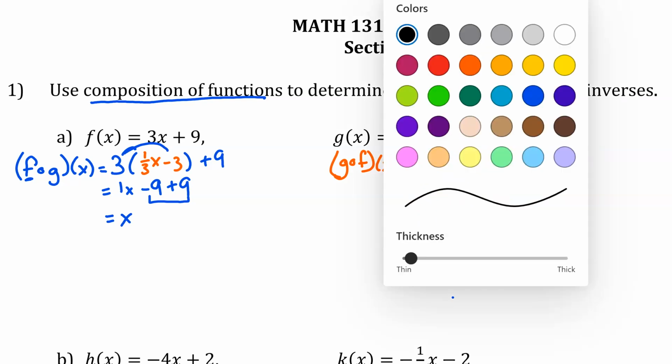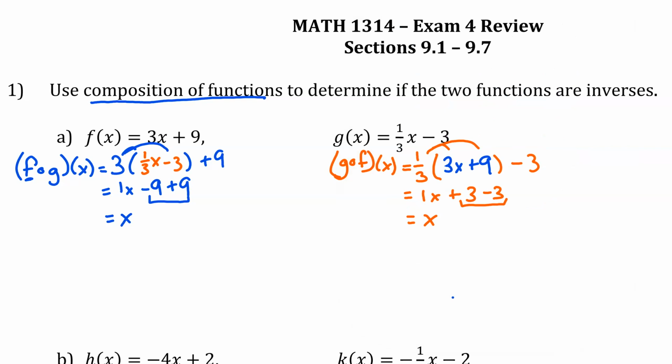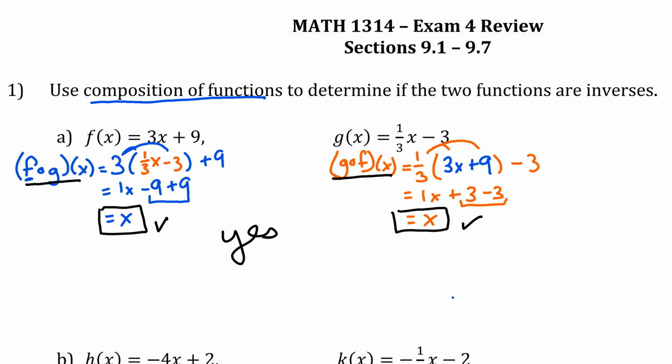For these two to be inverses of each other, both f of g of x and g of f of x must equal x. They don't need to equal the same thing, they must equal x itself. So yes, these two are inverses of each other.